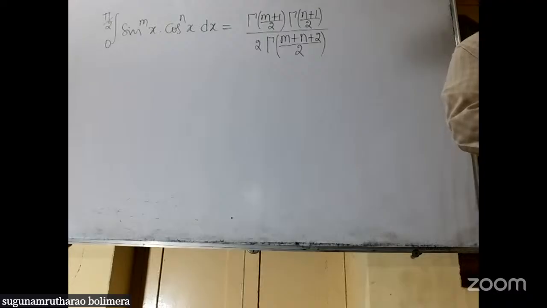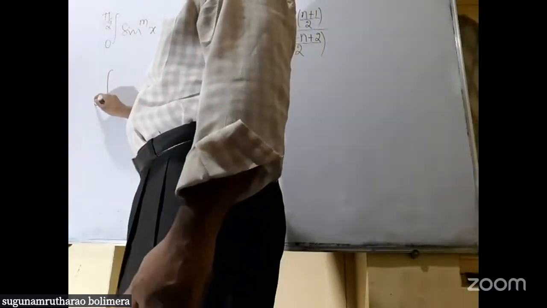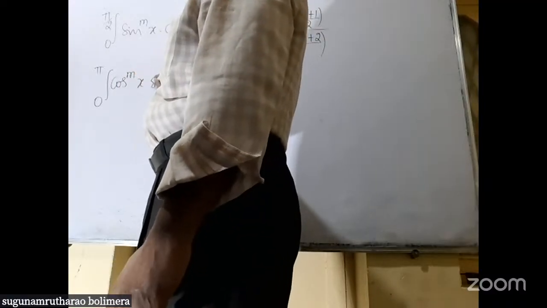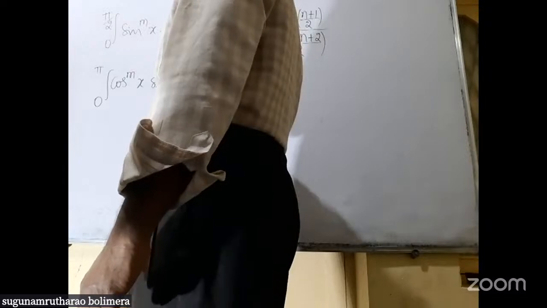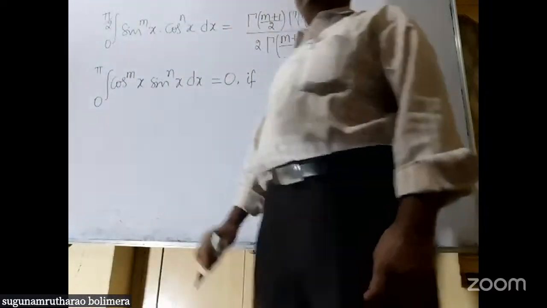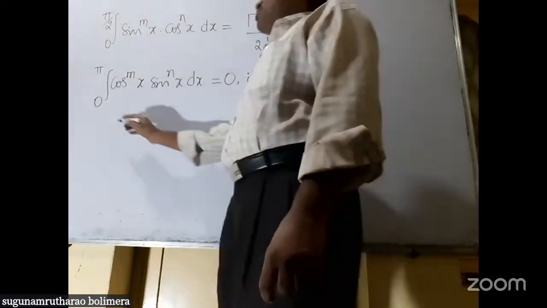Integral 0 to pi of cos power mx sin power mx dx is equal to 0 if. Write the options.